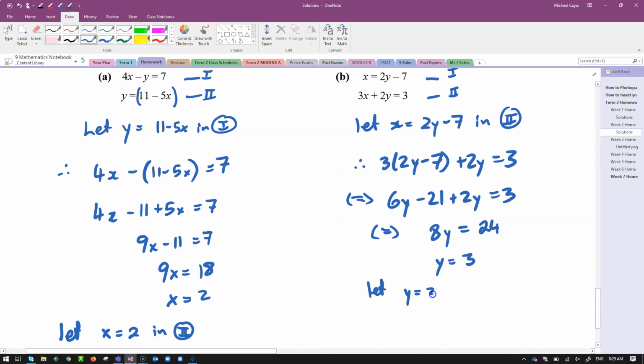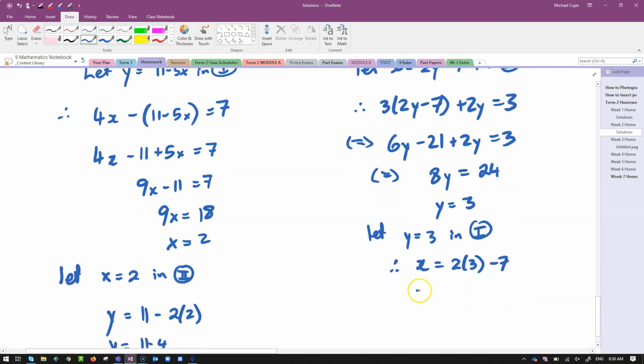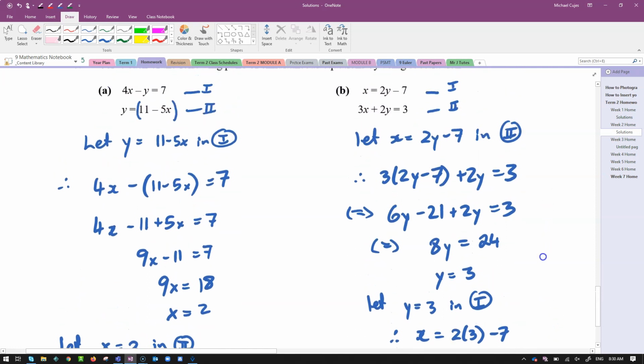I haven't finished. I've got to let y equal 3 in the first equation to go back and figure out what x is. X is going to equal 2 times 3 minus 7. 6 minus 7, you can do that without showing an extra line of work, is negative 1. Therefore, the solution is negative 1, comma 3.